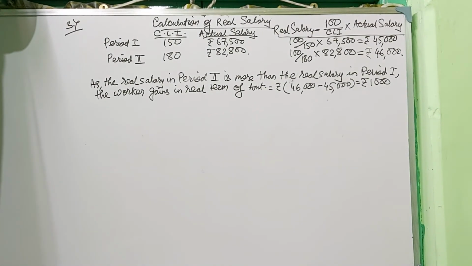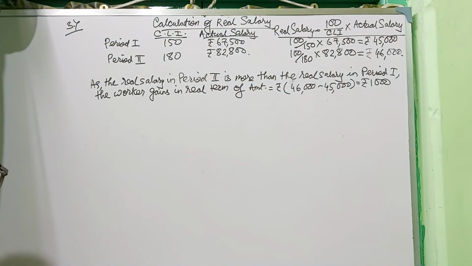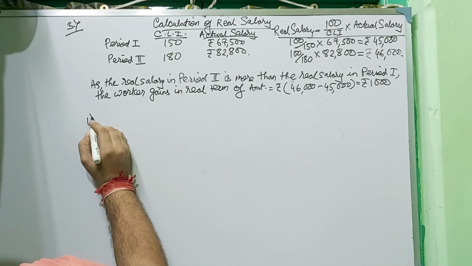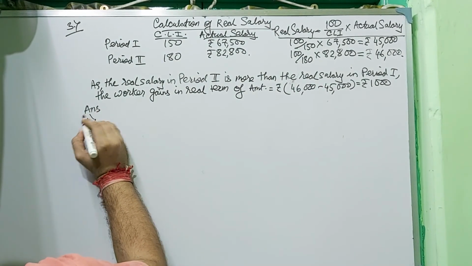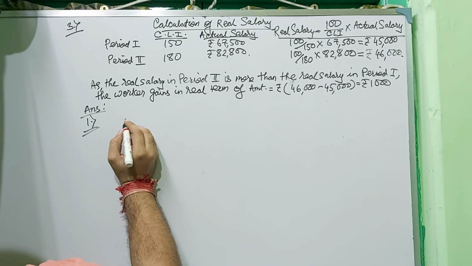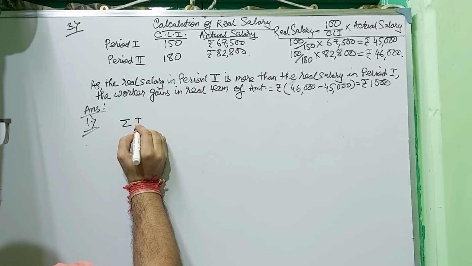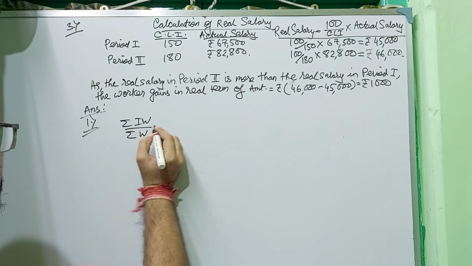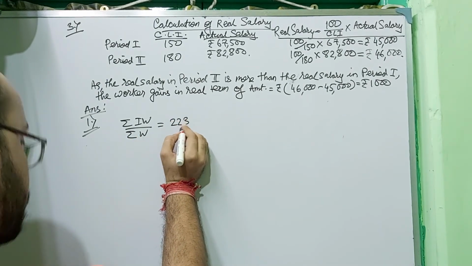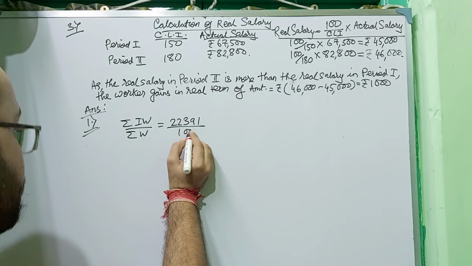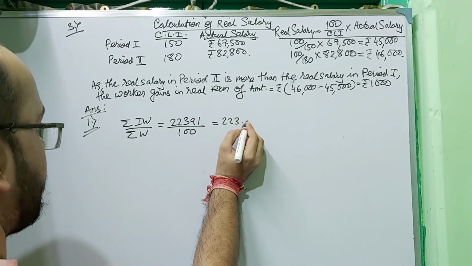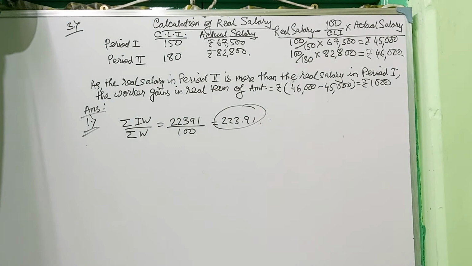This is your answer to the question number 3, and the sum which I am providing you as the homework, which is sum number 1, and here the answer will be, means sum number 1's answer will be summation of IW by summation of W. It is coming as 22391 by 100, which will be 223.91. That will be the answer of your homework. Please check it and do it.